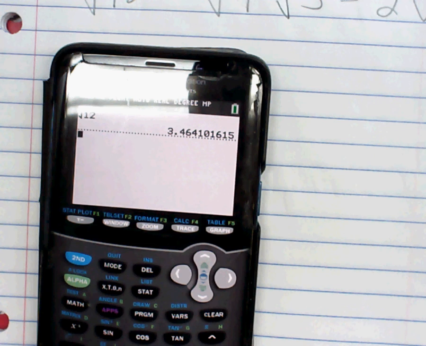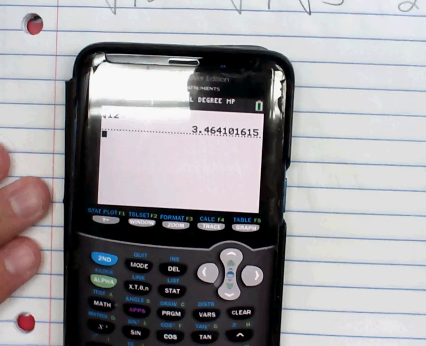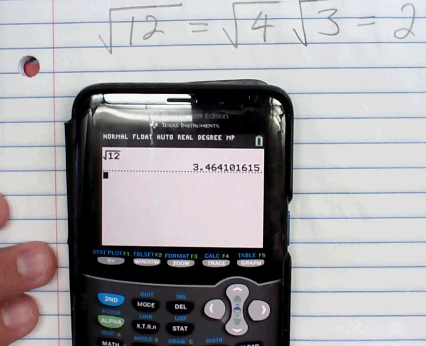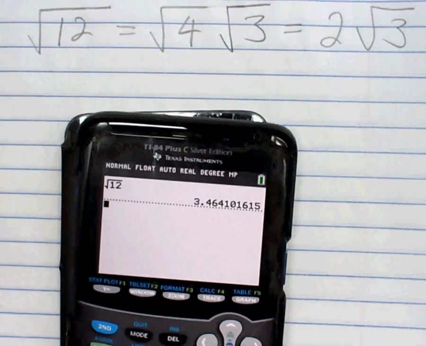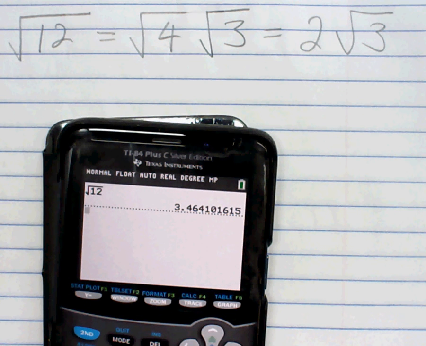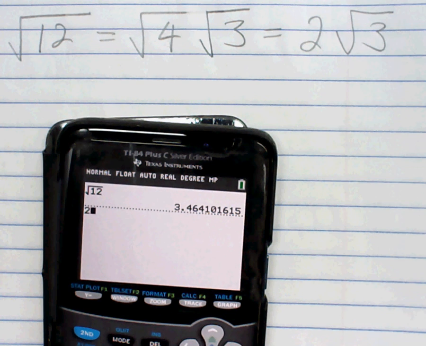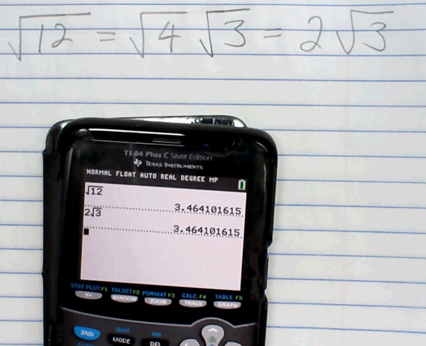Well, that's where it should be, right? I said it would be between 3 and 4. But now I've simplified the radical, and what I need to do is verify that 2 times the square root of 3 will work. So I'm just going to say 2 square root of 3. Now when I hit enter, what do you expect to pop up for the answer? Should be the same, right? If I did my math right. Does that make sense? Yes.